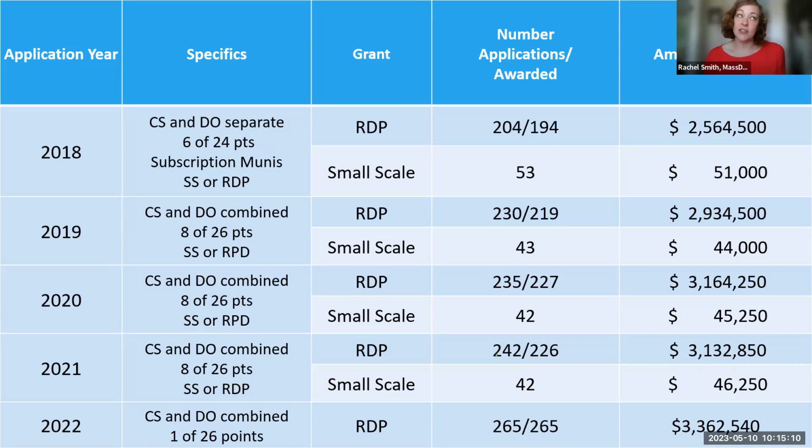So now, as long as a municipality meets the minimum eligibility requirements and can demonstrate at least one task completed in the RDP menu, they can get something. It also benefits them because they can see what other opportunities they can earn points in for future awards. In 2022, we had 265 municipalities apply for RDP and all 265 were awarded. Our total amount distributed also went up a little bit to 3.36 million. Again, we hope to get more municipalities participating this year as well.